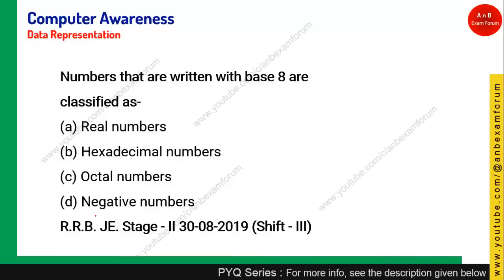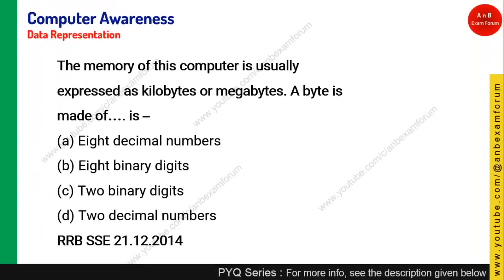Okay, so these are the 4 numbers, and base 8, as I told you, is an octal number. The word also suggests it: octal means 8, hexadecimal means 16, and negative and real numbers are represented differently in computers. So option C is the right answer. Let's see the next question.